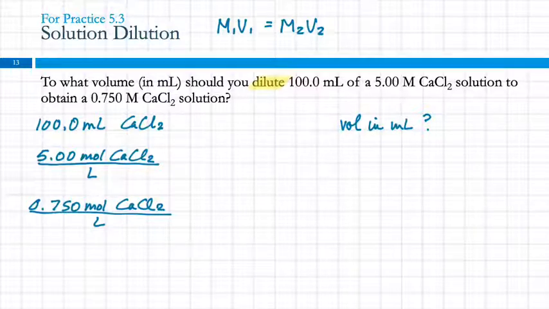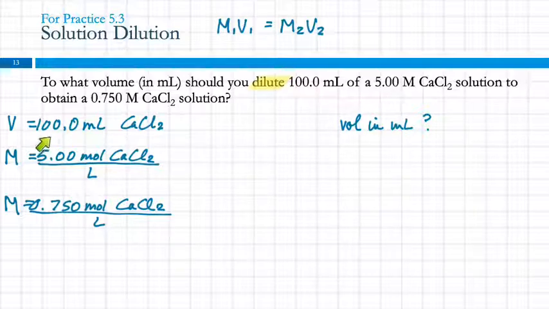So 100 milliliters is a volume, right? So that's a volume. This is a molarity, and this is a molarity. Everybody okay with that? For the ones and twos, which solution I call 1 and which solution I call 2 doesn't matter. It's not concentrated and dilute, it's just 1 and 2. I just need to get the volume matched up with the correct molarity.